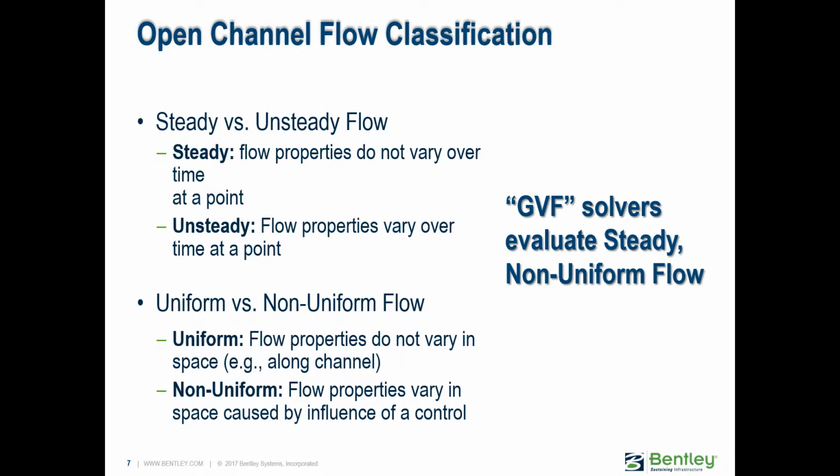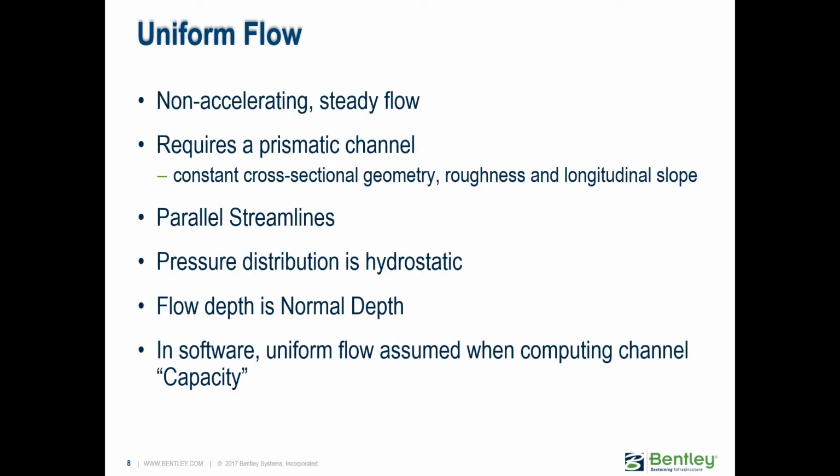So you can have, like, a weir or maybe a slope change or something that made those properties not be uniform, right? So uniform flow is a very simplified type of flow, which is non-accelerating, it's steady, it's going through a prismatic channel. Prismatic meaning something that has a constant cross section, constant roughness, constant slope, that the streamlines of flow are parallel, that the pressure distribution is hydrostatic, that the flow depth is always the normal depth.